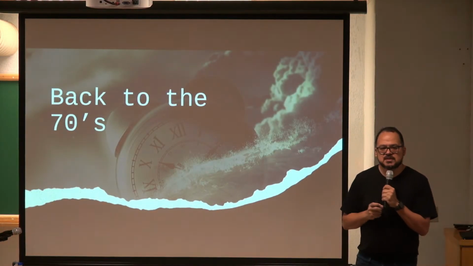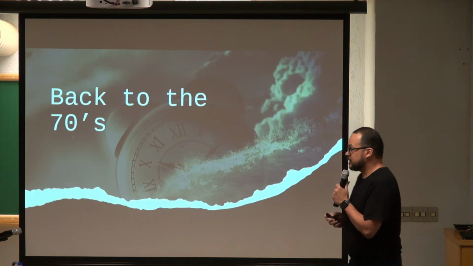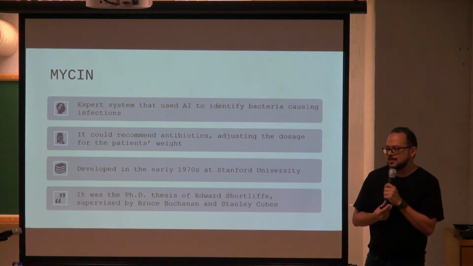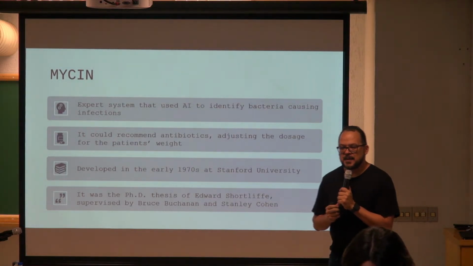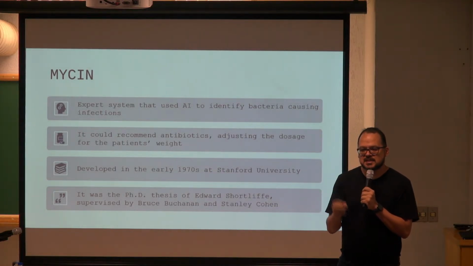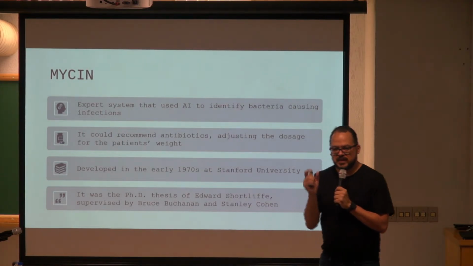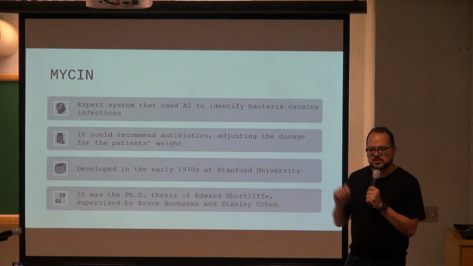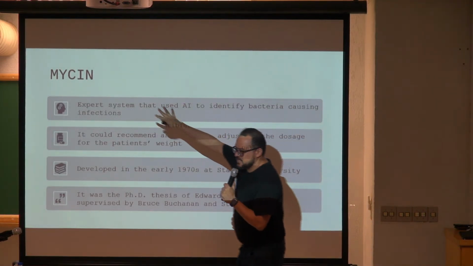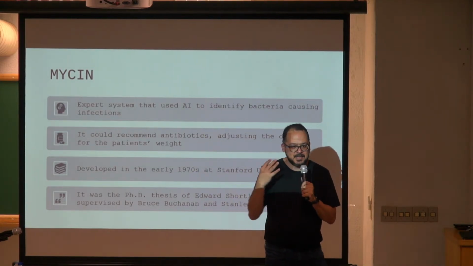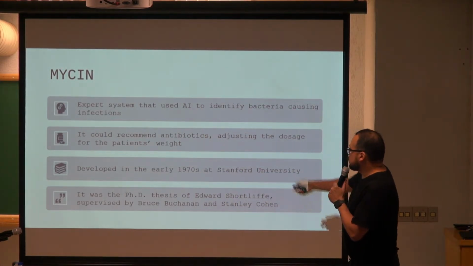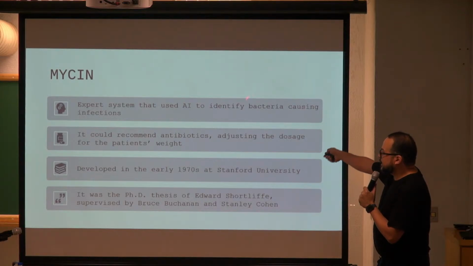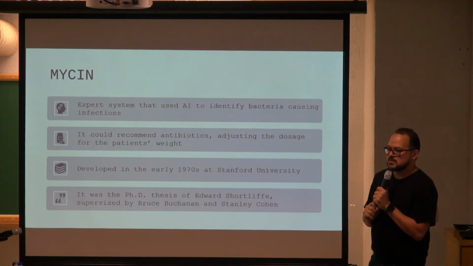So back to the 70s, what did we have back then, right? There was an expert system called MYCIN. And MYCIN is named like that because that's pretty much how every single antibiotic name finishes, like penicillin, Bactrim, and all those antibiotics, they end like that. Okay, so this is the reasoning behind the name. And what did that do? It was an expert system that would identify bacteria that cause infections.